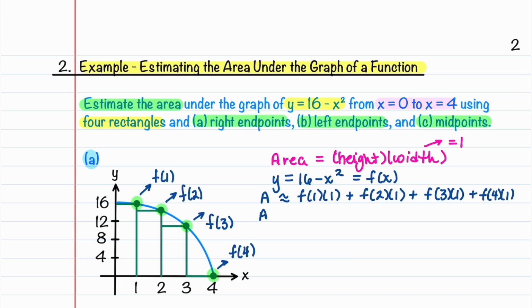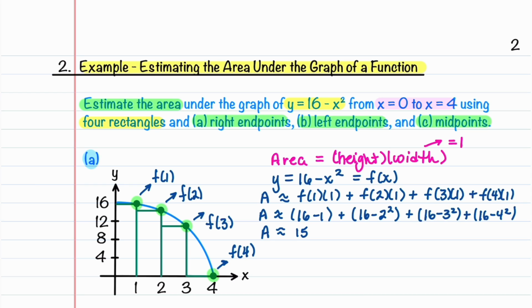Now let's plug in what our function is. Our function is 16 minus x squared. So f of 1 is just 16 minus 1 times 1, which we won't write down. And then our f of 2 is 16 minus 2 squared. And then f of 3 is 16 minus 3 squared. And then we'll go ahead and put down that our f of 4 is 16 minus 4 squared, even though that's 0.